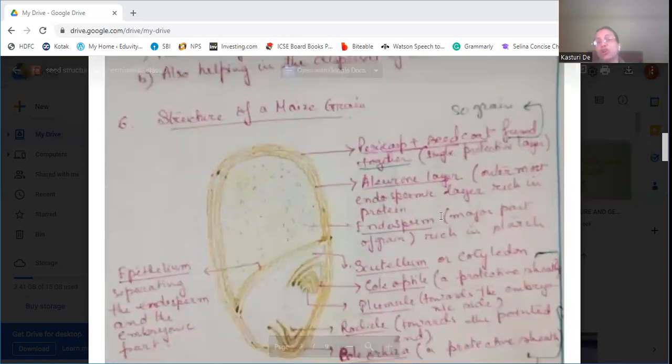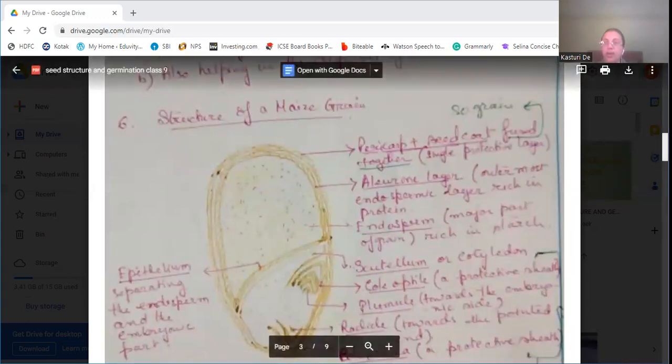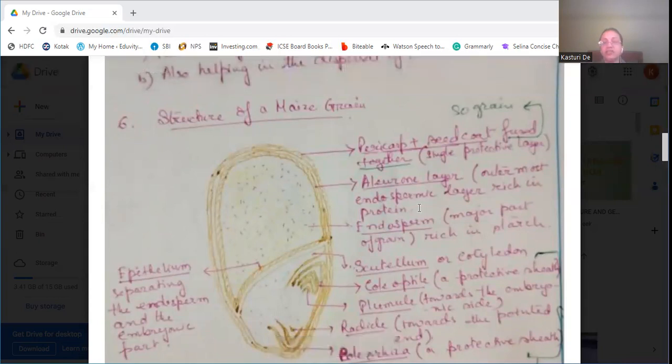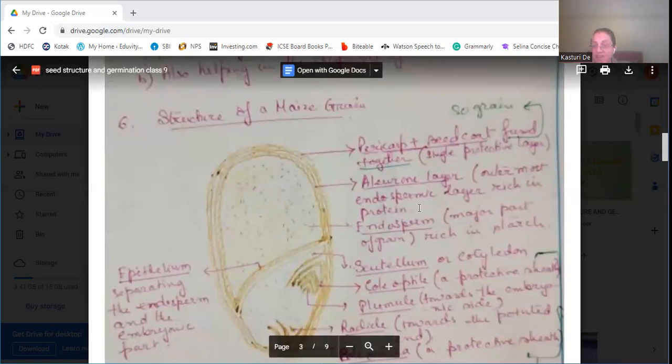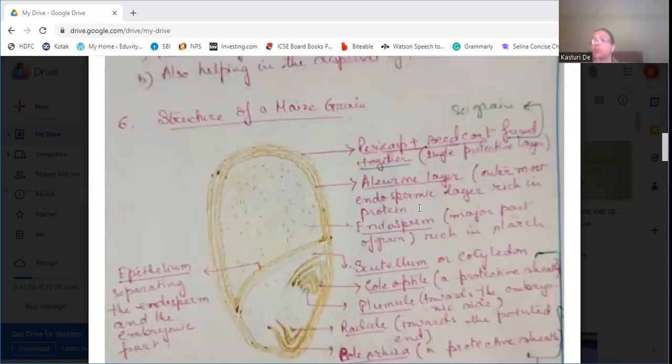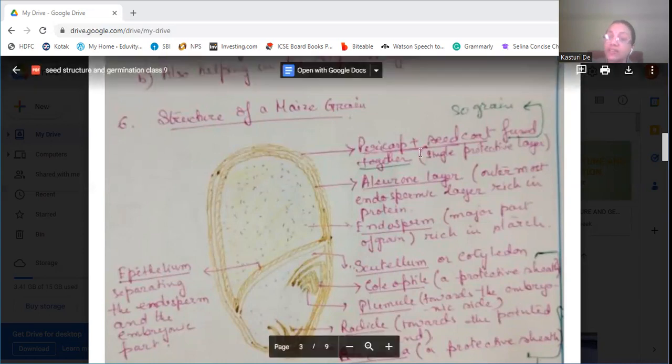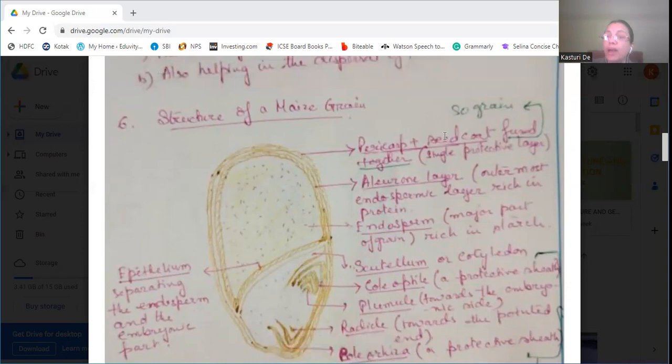Next, we see the structure of a maize grain. This is the structure of a maize grain. I told you that when it is a grain, the seed coat and the fruit wall are fused together, and it has a protective function. The first layer we see in this picture is the pericarp, which has the seed coat fused together with it, forming a single protective layer.